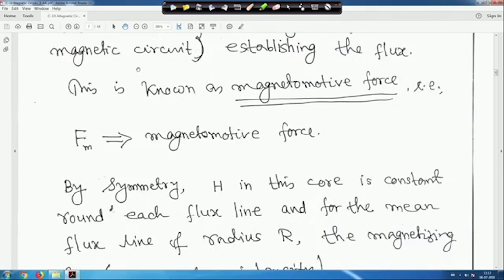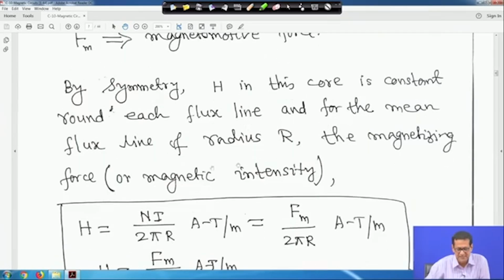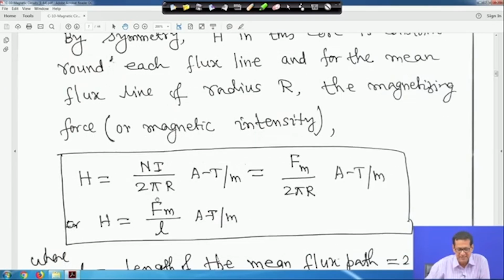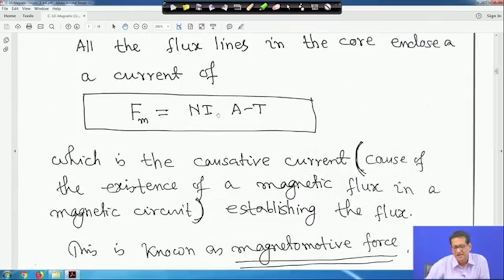By symmetry, H in this core is constant, because it is right around each flux line, and for the mean flux line of radius capital R, the magnetizing force or magnetic intensity can be written as H equal to Ni upon 2 pi r. Earlier we wrote I upon 2 pi r, but here you have N number of turns. Ni is ampere turns and this is the length, so ampere turns per meter, and Ni is equal to Fm, as we defined Fm equal to Ni, right.